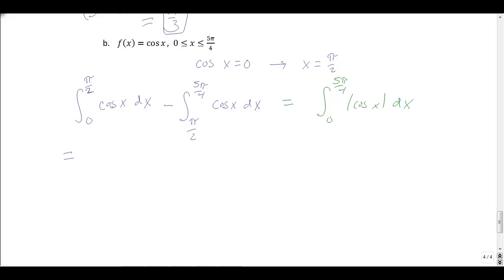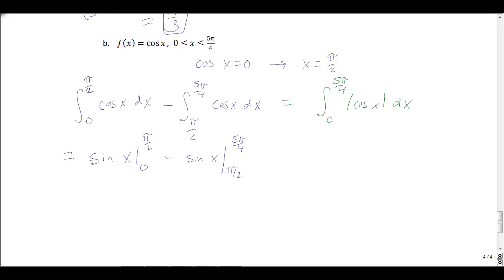Okay, now I have to think, what differentiates to cosine x? Well, my instinct is, it's going to be sine x. So I always have to worry about, is this positive sine x or negative sine x? Derivative of sine x is cosine x. This is the one I want. Sine x from 0 to pi over 2 minus sine x from pi over 2 to 5 pi over 4.